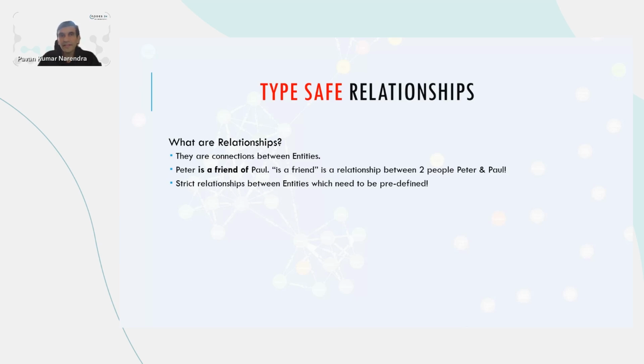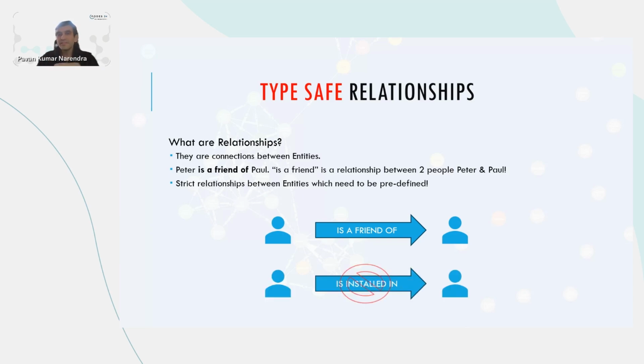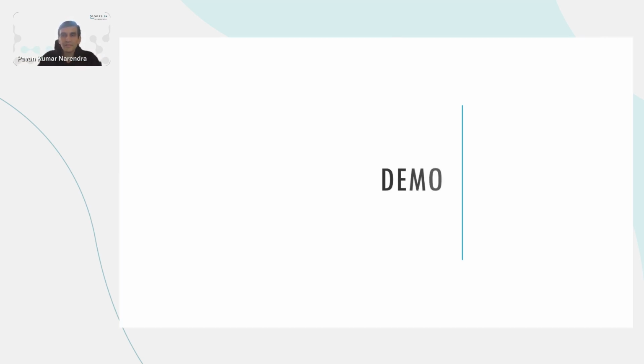Now, what are relationships? Let's say there are two entities, persons, and Peter is a friend of Paul. Now in Neo4j, you can say Peter is installed in Paul. It doesn't prevent you from doing it. But we found that we have more problems in not having type safety. So we created type safe relationships. Using our tool, we restrict it: two persons should have the relationship is a friend of. They cannot have the relationship is installed. Otherwise it will throw an error. Now let's go back to the demo and let me show you how we implemented this.